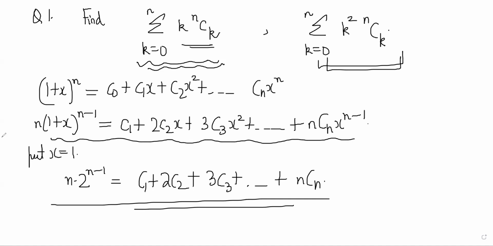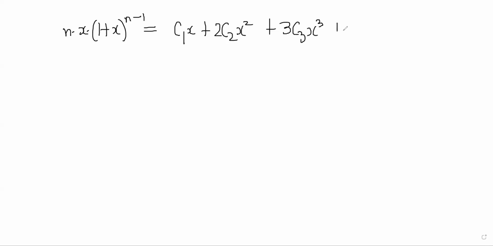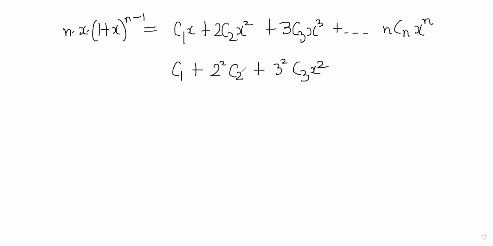So what we'll get is this: n into x into 1 plus x power n minus 1 is equal to c1x plus 2c2x square, right, plus 3c3x cube and so on, ncn x power n. And now differentiate again. So you'll get c1 plus 2 square c2 x plus 3 square c3 x square, and so on, and n square cn x power n minus 1.